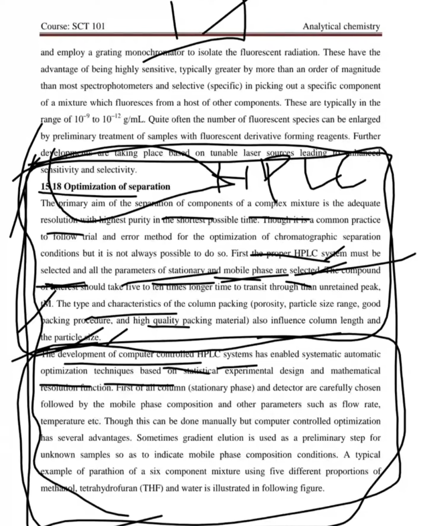In the method, first the column and the detectors are chosen carefully. Which column has to be selected? There are different columns, which we have seen in the table previously, and we are going to select the different columns and detectors which will be used for different samples. Depending on the sample, we select the column and the detectors.